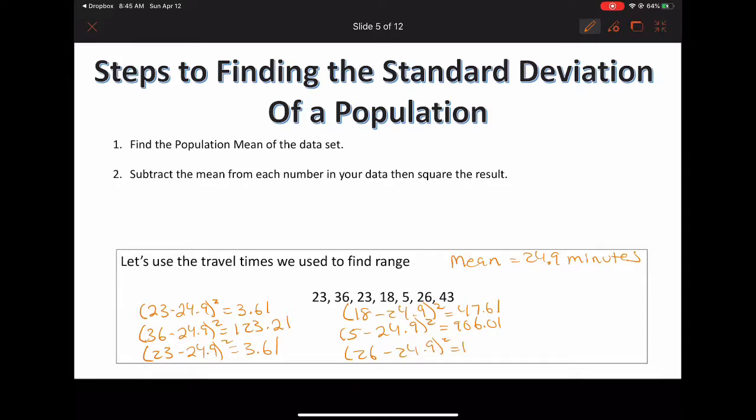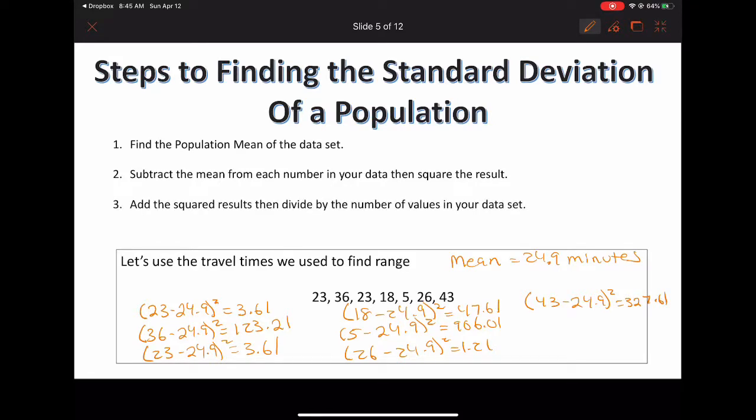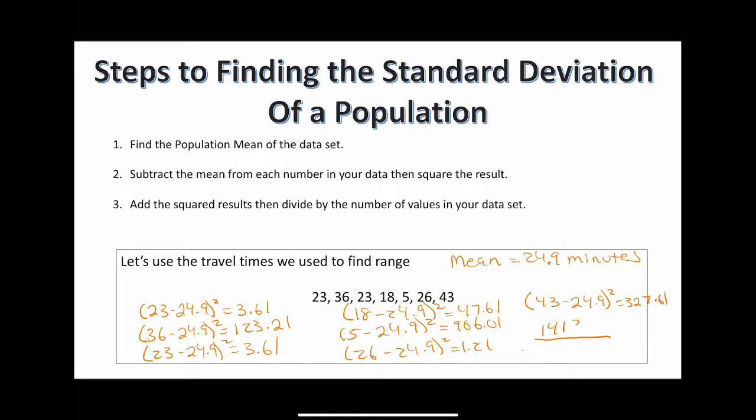Squared, 1.21, and finally I have 43 minus 24.9 squared, and that is 327.61. Okay, I did that. Now we add all of these together and then divide by the number of values in your data set. When I added them all together, I got 1412.87. The number in my data set is 7.